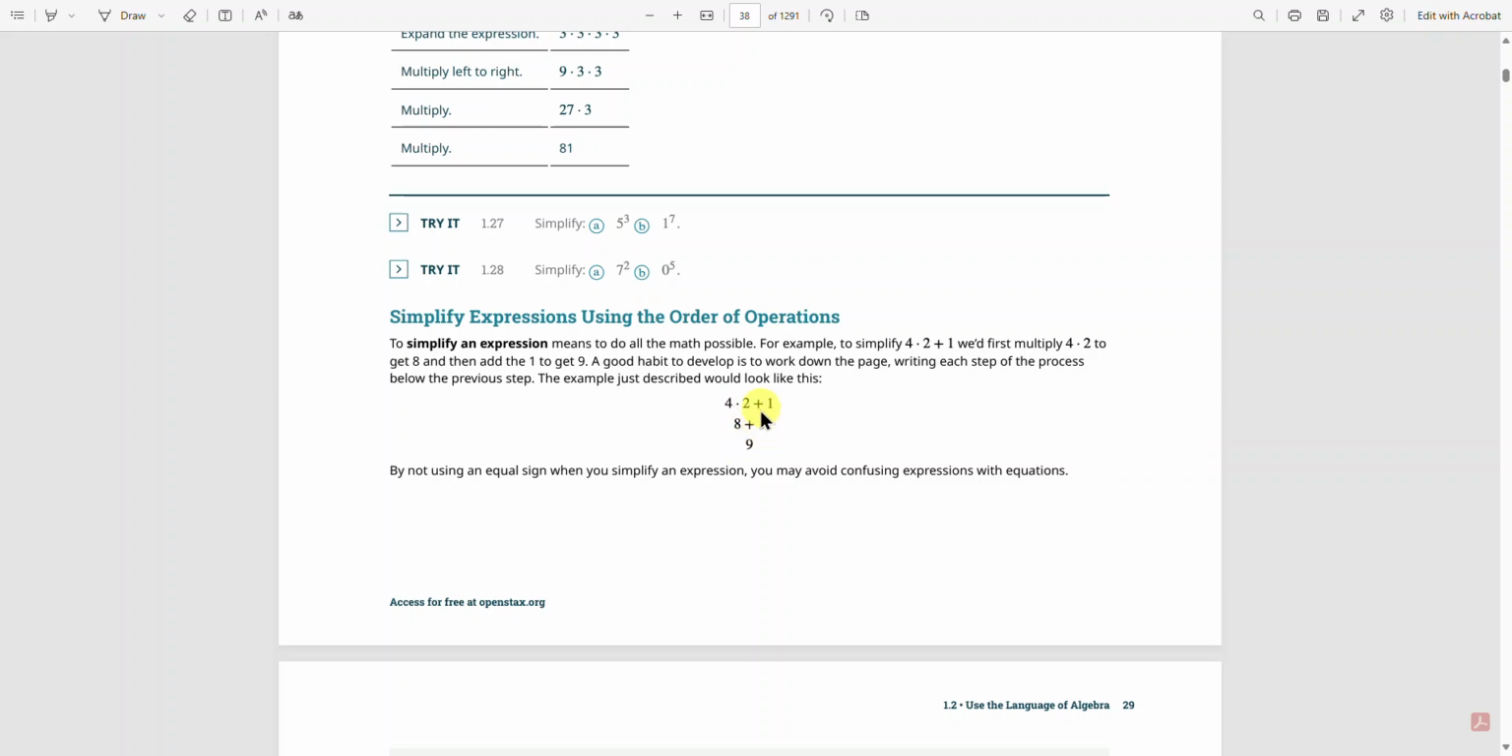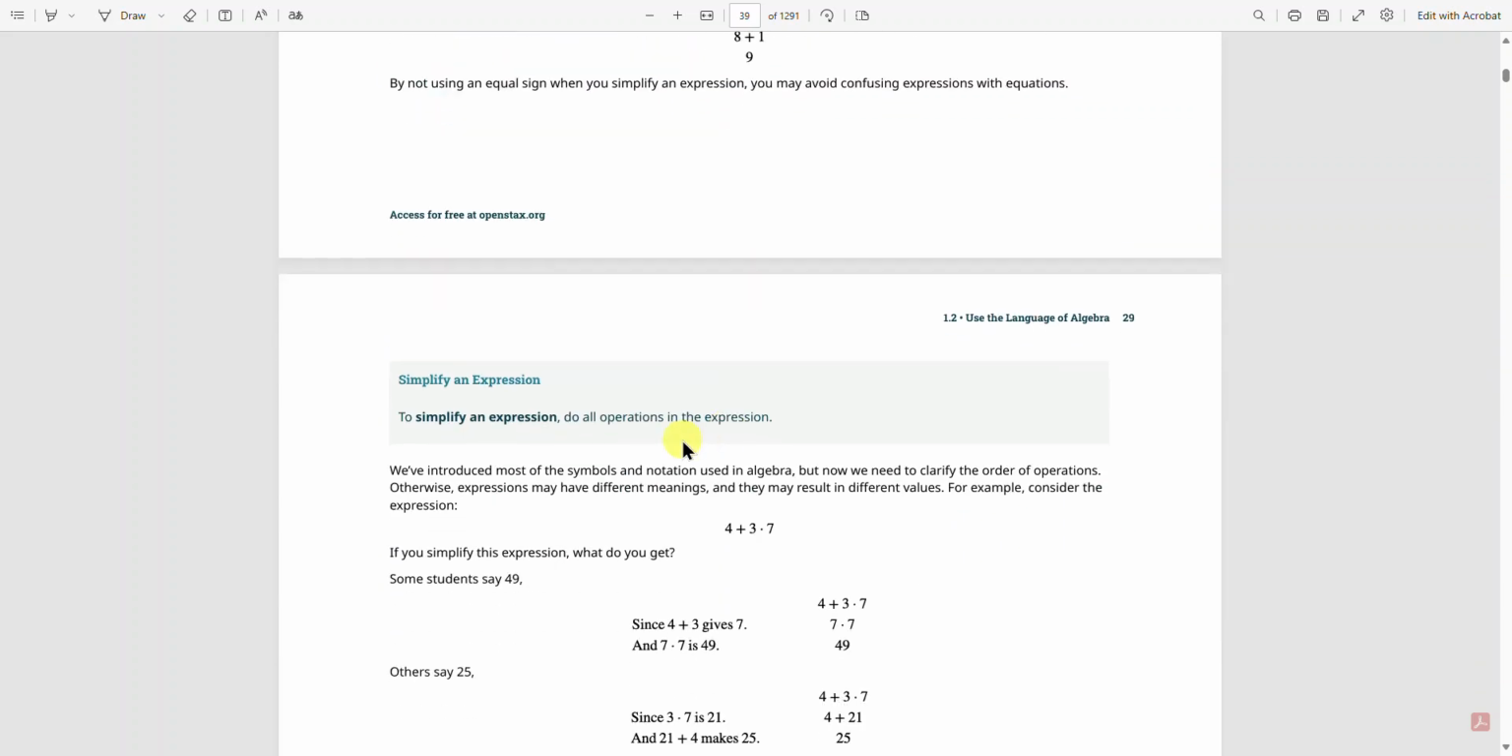But the problem, as I said, is normally when we're simplifying an expression, we're not coming down to an actual numerical answer. We're usually getting to a point where there's nothing more that we can do, and that is the simplified expression. So we'll see that in coming parts of either this lesson or future lessons. To simplify an expression is to do all the operations that can be done in the expression, to do all the operations in the expression.